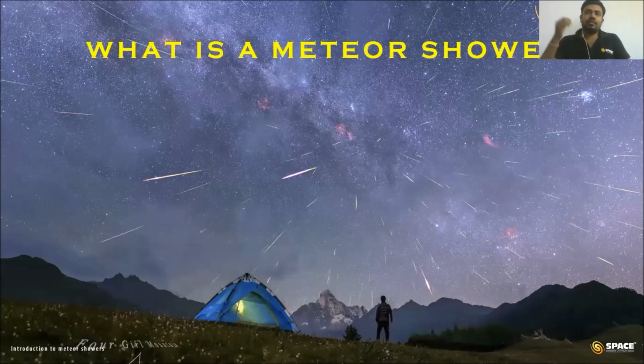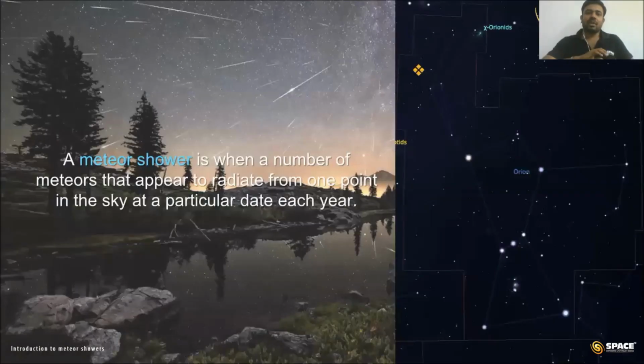When you see a streak of light in the sky at one point for a few seconds, it is a meteor. But what is a meteor shower? A meteor shower is when a number of meteors appear to radiate from one point in the sky on a particular date each year. So the meteor can be random. You can see it at any time. It does not follow any criteria that it has to come at a particular time. Whereas in a meteor shower, you can see the meteors appear to be radiating from one single point each year at a particular date in the sky.